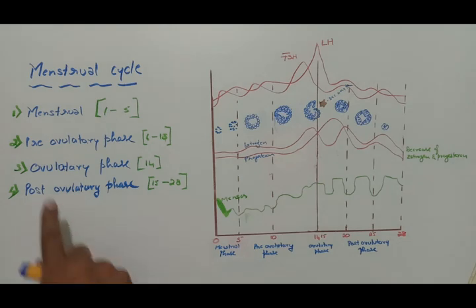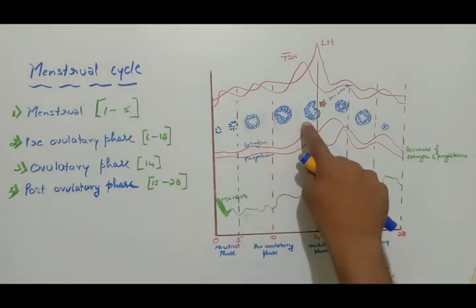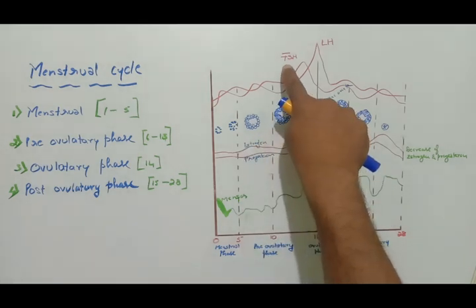The next phase is called the pre-ovulatory phase. It starts from the 6th day and lasts till the 13th day. During this phase, what will happen? Development of the follicles takes place. For the development of the follicle, the pituitary will release a hormone called FSH.